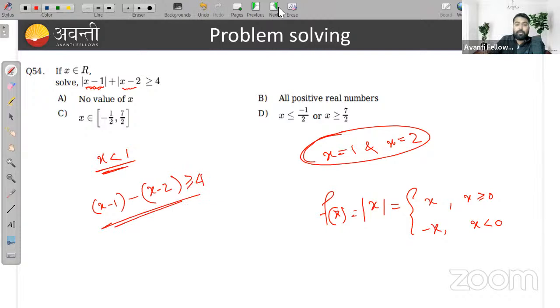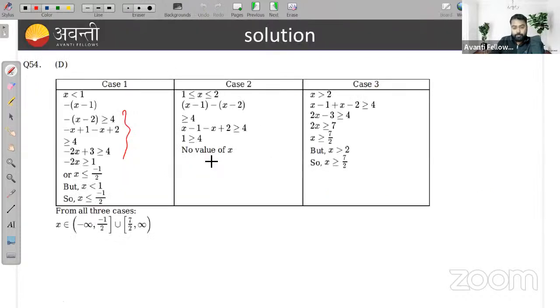By solving this inequality, we are getting no values of x, because x got cancelled. So minus 1 plus 2, that is 1. So 1 cannot be greater than or equal to 4. So no values of x.